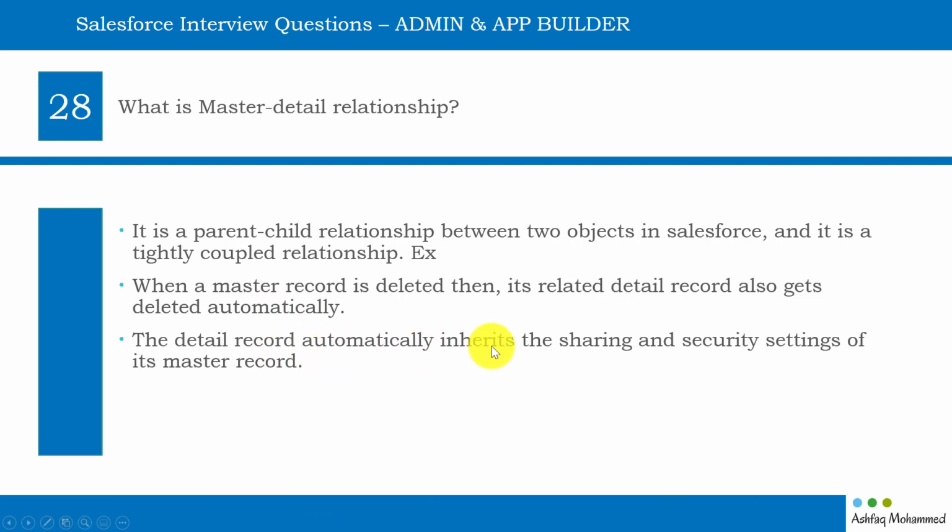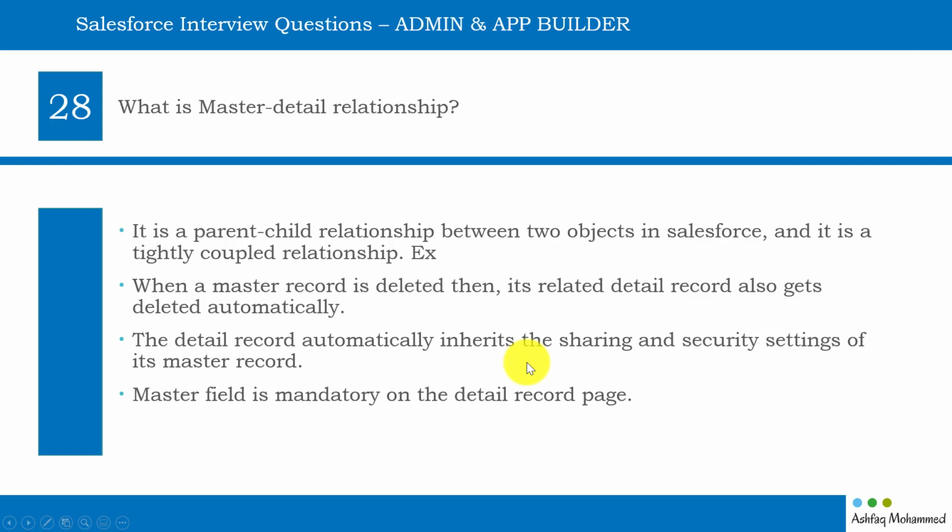And the detail record automatically inherits the sharing and security settings of the master record. So whatever security we have provided for the master will automatically be inherited by the child. Even the sharing of data. If you're not aware of sharing of data right now, just watch the video on sharing and security, and then come back and revisit this one. Whatever data is shared to a user, the child object will automatically be shared to that user, because these two objects have a master detail relationship.